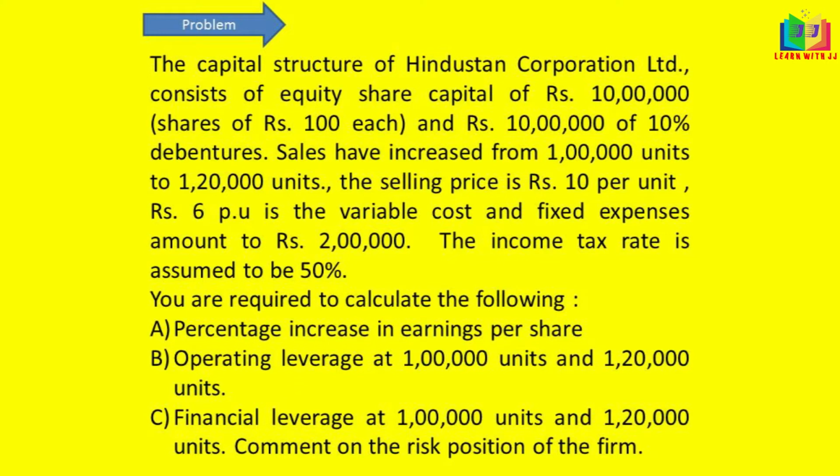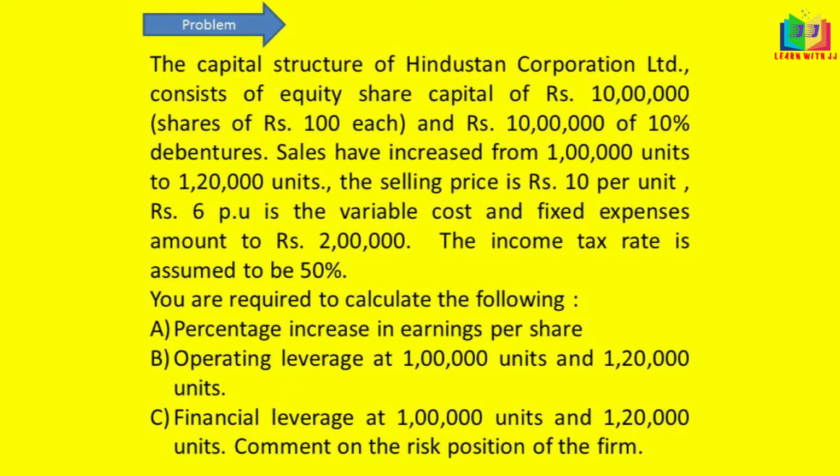The capital structure of Hindustan Corporation Limited consists of equity share capital of 10 lakh, with shares of 100 each, and rupees 10 lakh of 10% debentures. Sales have increased from 1 lakh units to 1 lakh 20,000 units. The selling price is rupees 10 per unit and rupees 6 per unit is the variable cost, and fixed expenses amounted to 2 lakh. The income tax rate is assumed to be 50%.